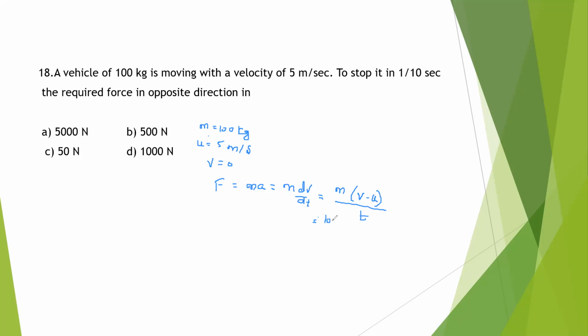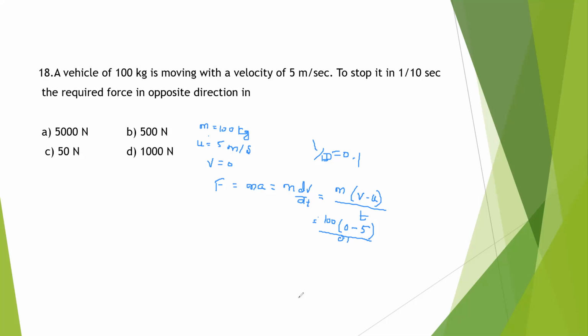This is equal to mass is 100 into bracket final velocity is 0 minus initial velocity is how much? 5, divided by time. So to stop it in 1 by 10 second, 1 by 10 second means what? We can take this time as 0.1 second. So 100 into 5, sorry, 500. So 500 divided by 0.1. That is nothing but what? That is 5,000. Right?